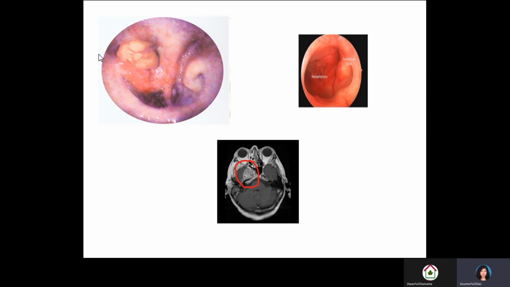In case of a benign mass, the boundary is very well defined. But in case of a malignant mass, it is scattered. It is kind of punched out. It is not very well demarcated.